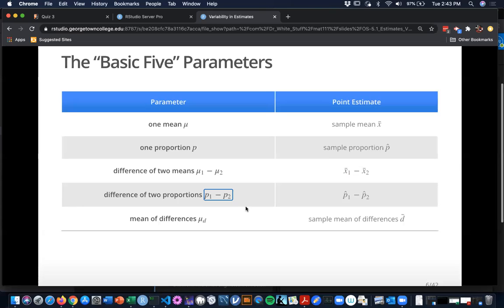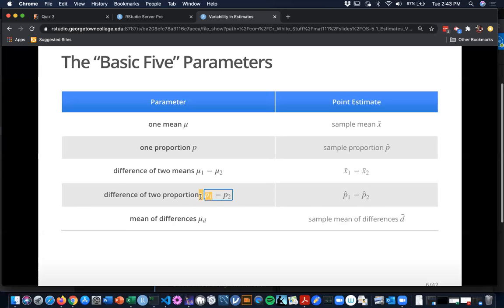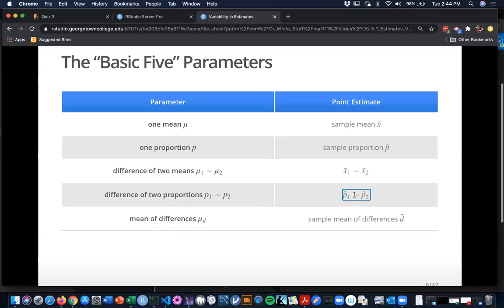Or maybe you're interested in whether women are more likely to vote for Biden than men are. So you have 2 populations, all women and all men. Maybe there's a proportion of all women who are going to vote for Biden, called p1 here, and a proportion of all men who are going to vote for Biden, p2, and you're really interested in the difference. So you might take a big sample of men and a sample of women, compute the proportion who vote for Biden in each, and subtract those 2 sample proportions.